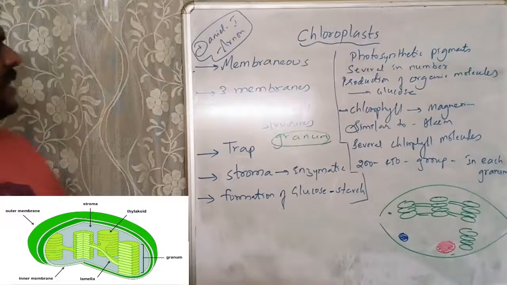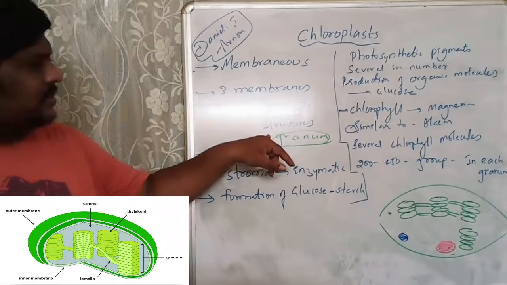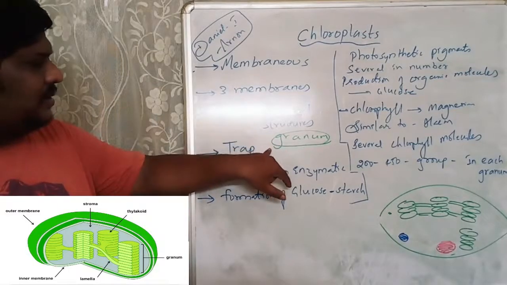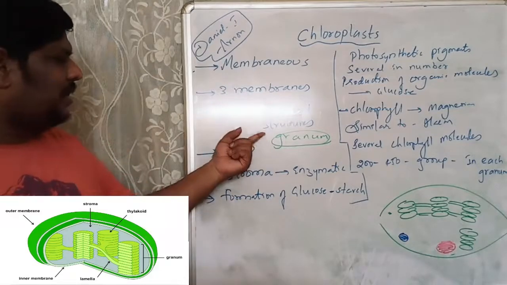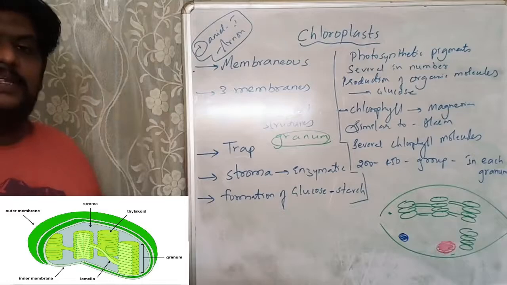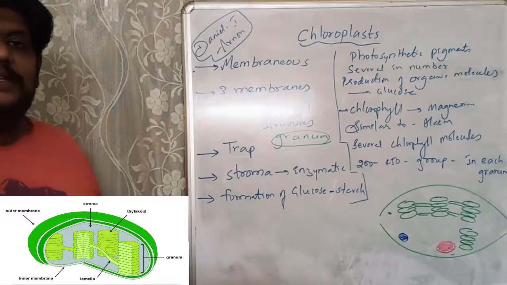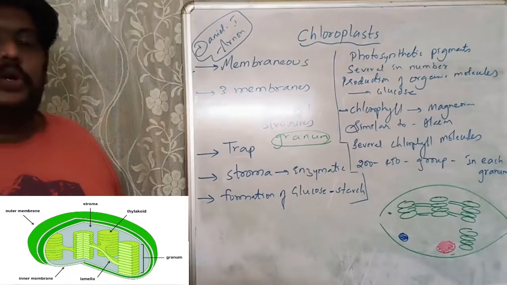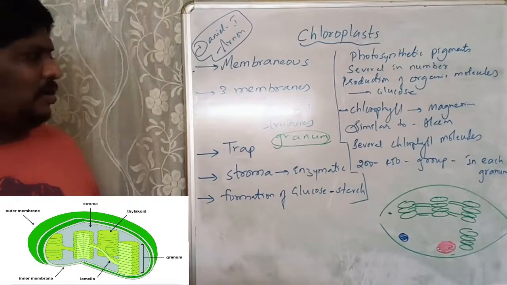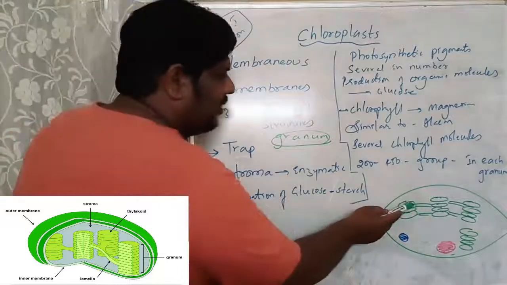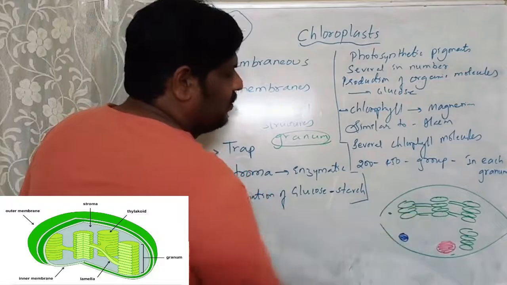Now this granum is a place, or they felt that this is the place where the light energy coming from the sunlight is trapped. This particular place is trapping the sunlight, so that the energy will be generated, and then it will be used for the photosynthesis process. And also, if you see here, these are all the granum. These are all the grana or granum, you can say. They are all stacked structures arranged one above the other.